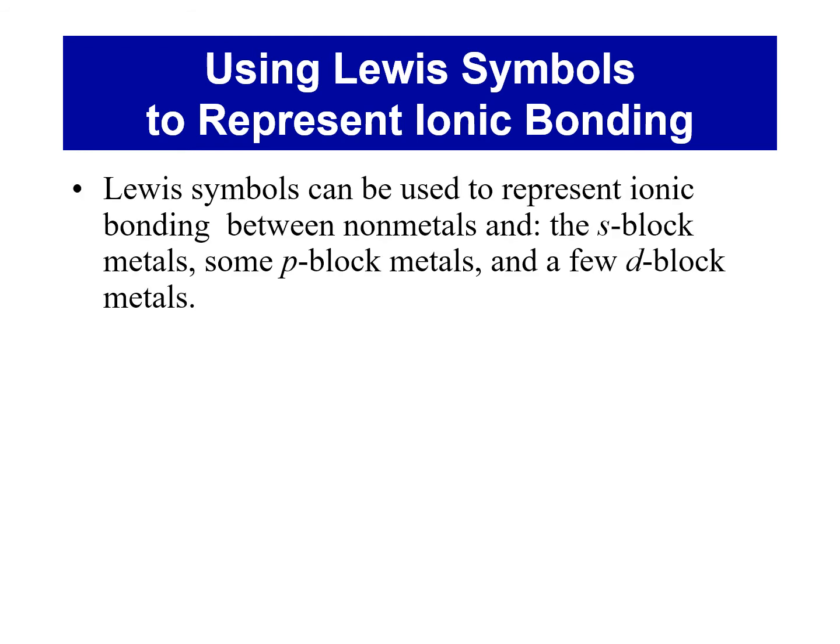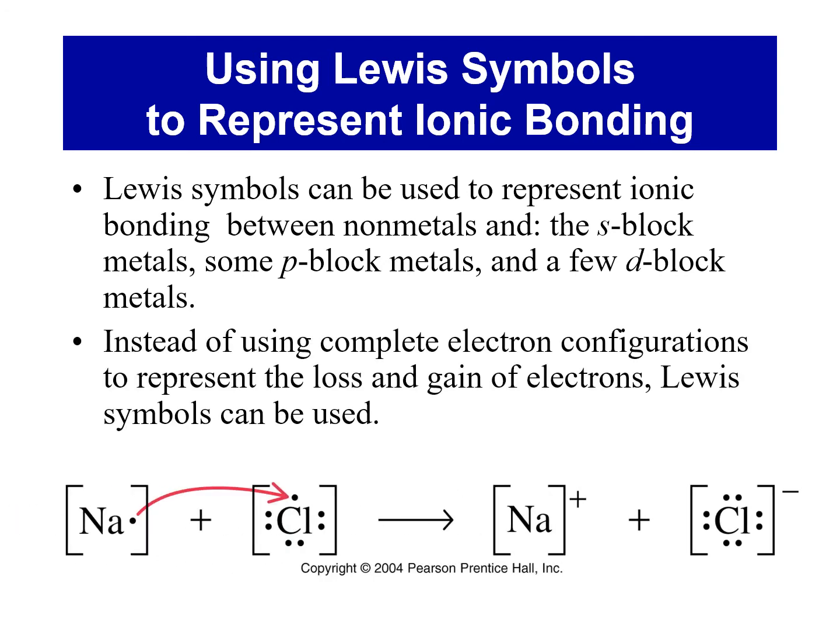All right, so what we can do here then is show ionic bonding using Lewis dot symbols. Again, this is going to be mostly useful for S and P block elements. You might see it with the transition metals, but it's kind of unusual, I would say. So what you can do is draw the Lewis dot structures for the elements, and then show how the electrons are transferred from metal to non-metal just by drawing arrows.